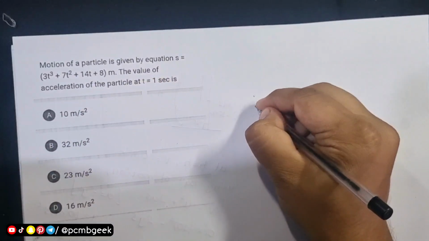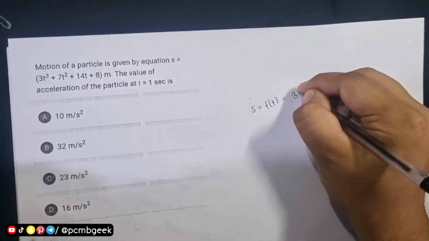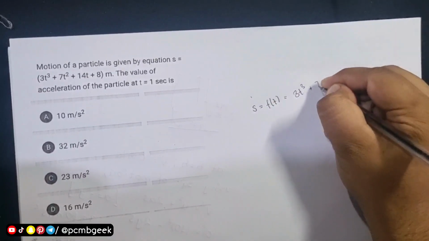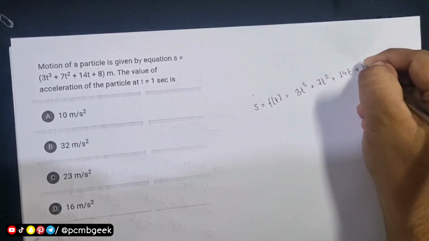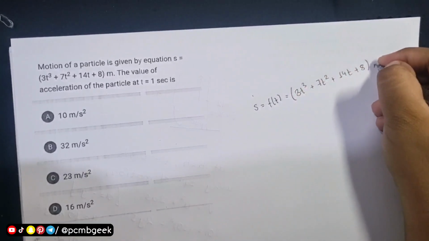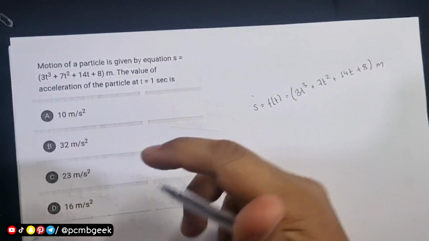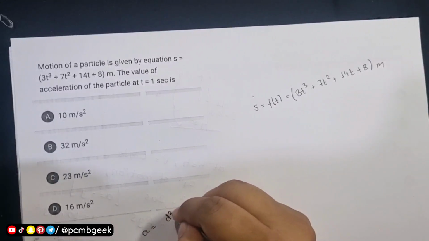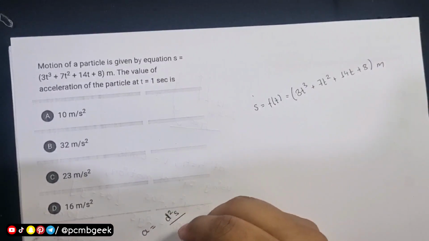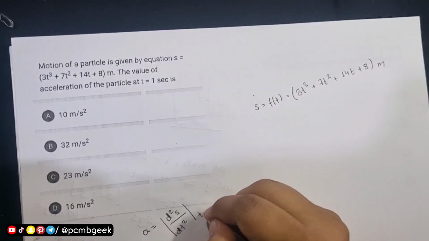The motion of a particle is given as s equals a function of t, that equals 3t cube plus 7t square plus 14t plus 8 meter. Then the value of acceleration of the particle at time t equals 1 is, as we all know, acceleration is the second derivative of distance or displacement covered with respect to time, at t equals 1 second.